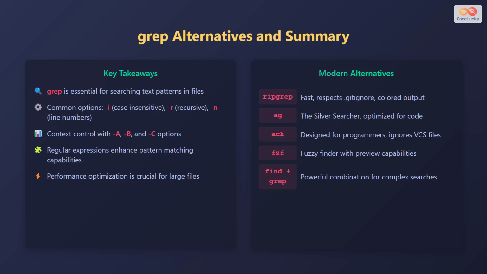ag, also known as the Silver Searcher, is optimized for searching code. ack is designed specifically for programmers and ignores version control system files. fzf is a fuzzy finder with preview capabilities, making it easy to interactively search through files. And combining find with grep allows for complex searches based on various criteria.